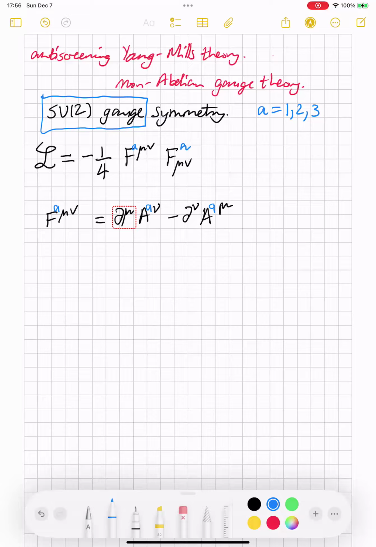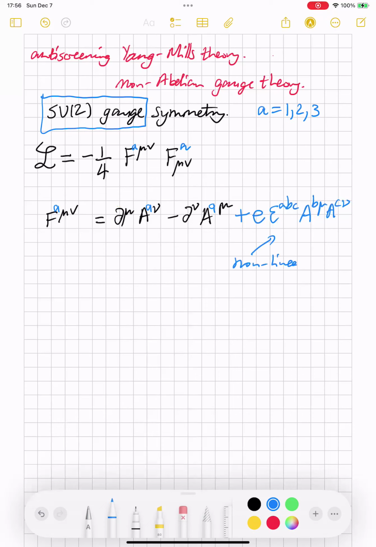Now comes the big change. There's an extra term that's added here, plus e, that's the coupling strength. We've got an epsilon A B C, and then we've got A B mu, A C nu. So what does that mean? We've added a nonlinear piece. So this is nonlinear in the field strength.